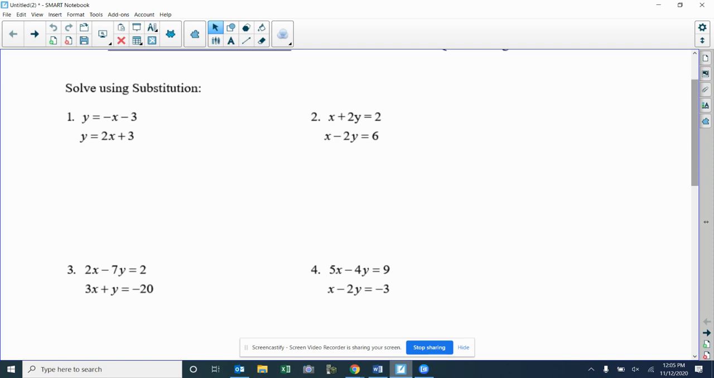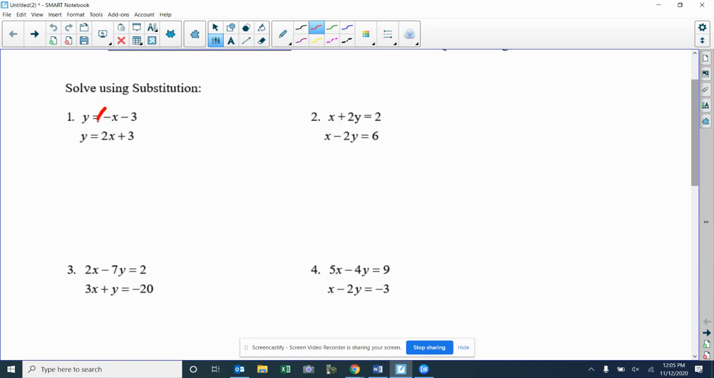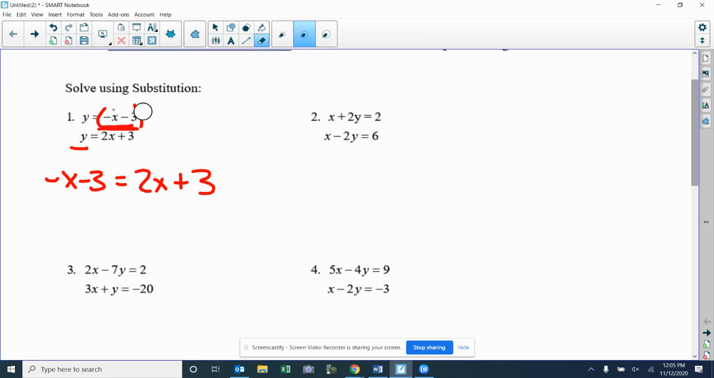All right. Substitution is we solve for one single variable and sub it in for the other. So this first one right here is in good shape for us because we have it solved for y already right here, don't we? Y is equal to that. Well, here's the other equation, so I'm just going to say negative x minus 3 is equal to 2x plus 3. So the other equation was already solved for y right here. And all I really needed to do was plug it in.